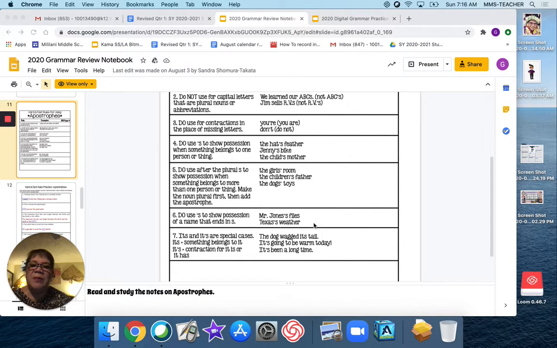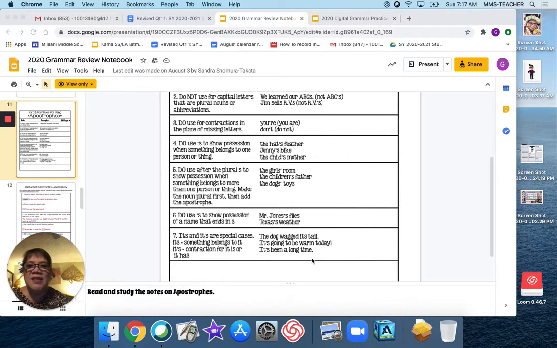And the last rule, number 7, its and it's are special cases. Its means something belongs to it, and it apostrophe S is a contraction for it is or it has. So look at the example. The dog wagged its tail, because the tail belongs to the dog, so it has just an S after the IT. Or it's going to be a warm day. See the contraction, it apostrophe S, because it stands for it is going to be a warm day. Or it's been a long time. It has been a long time.